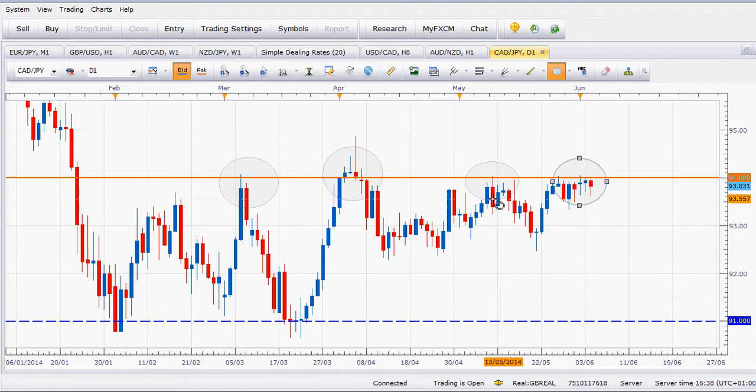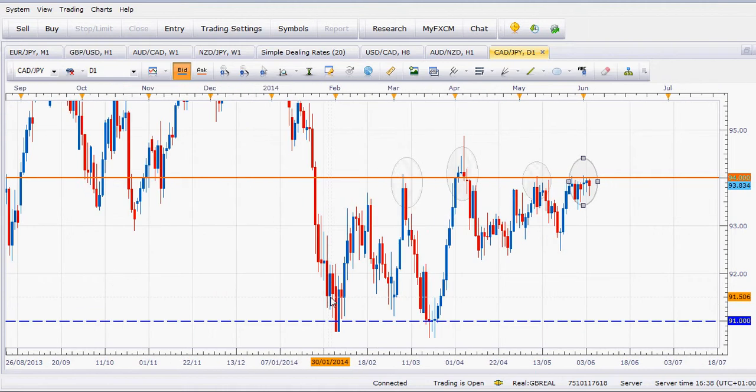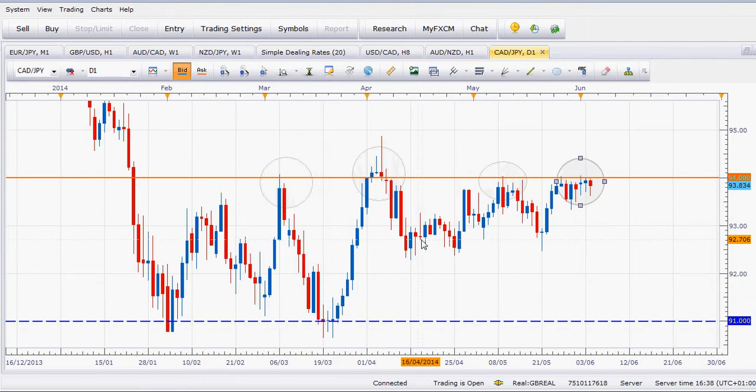And then we go for one more. There's another one here, and then here as well. All of this. So essentially 1, 2, 3, 4, four times from the 6th of March. So we're looking at three months' worth of testing of this level, 94.